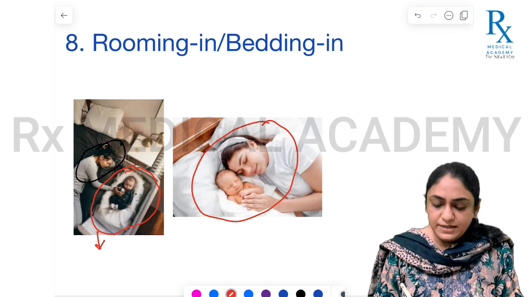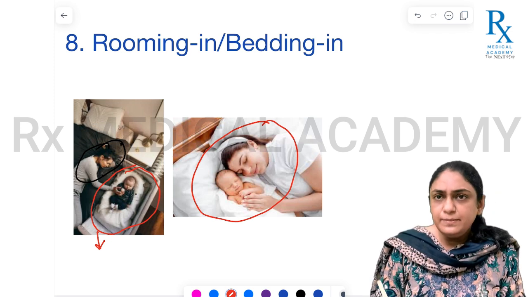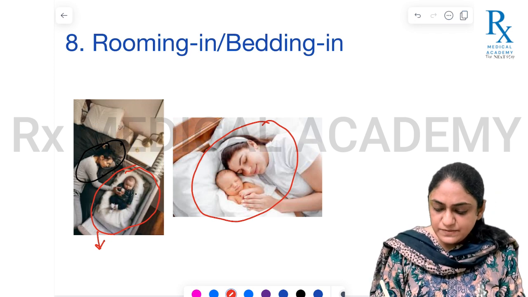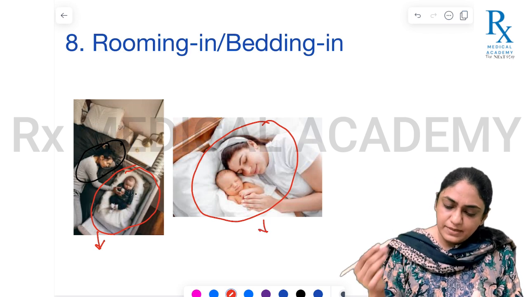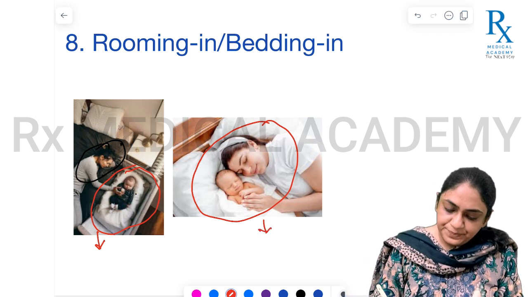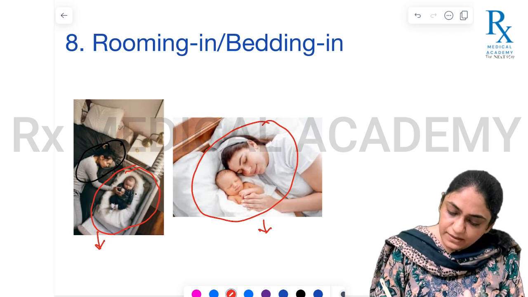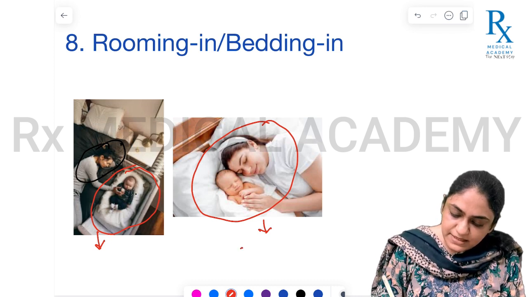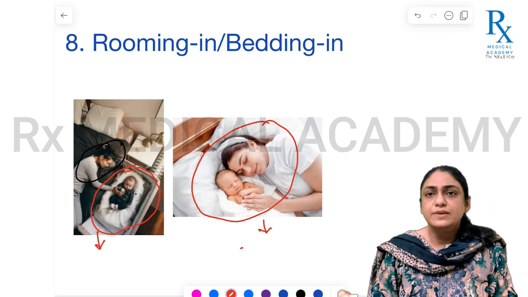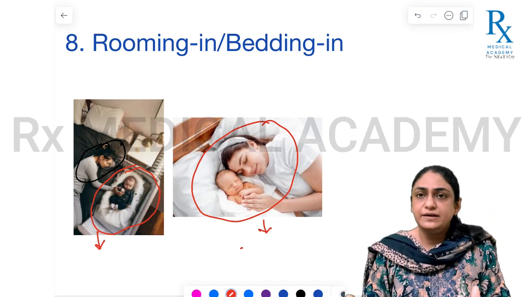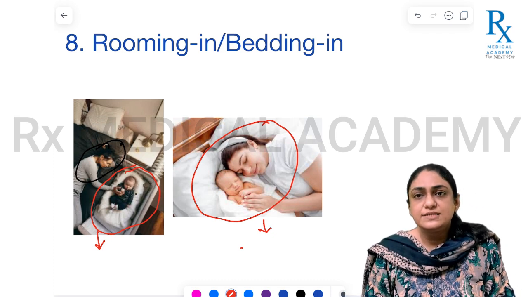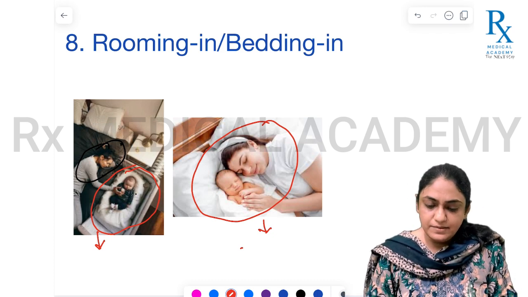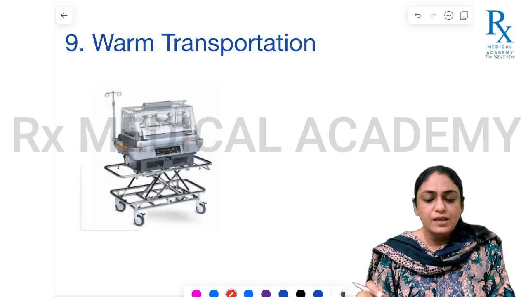So what is the advantage? Obviously temperature control is better in this one. But some reports say, some research says that bedding in can lead to SIDS, sudden infant death syndrome. Sometimes, if the mother is not very vigilant, then it can lead to SIDS. Otherwise, in India you can do both practices, you can advise both.